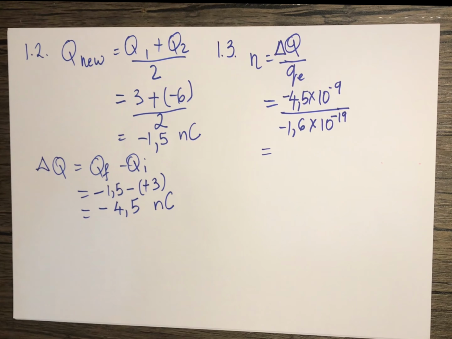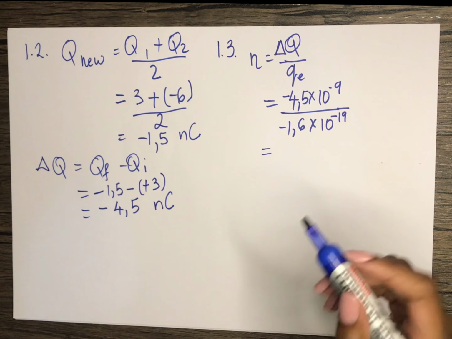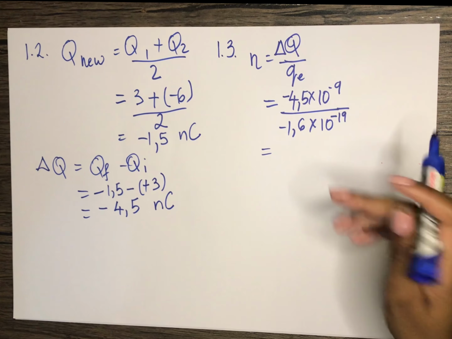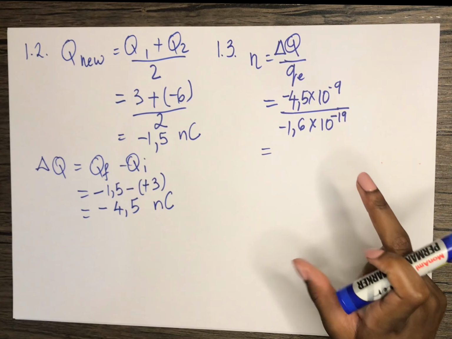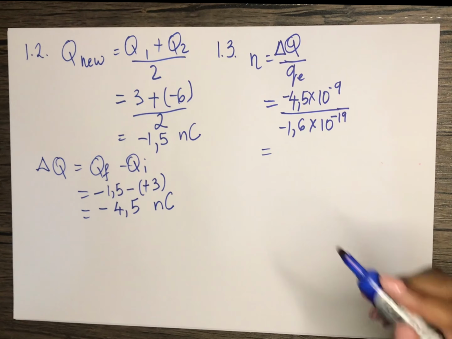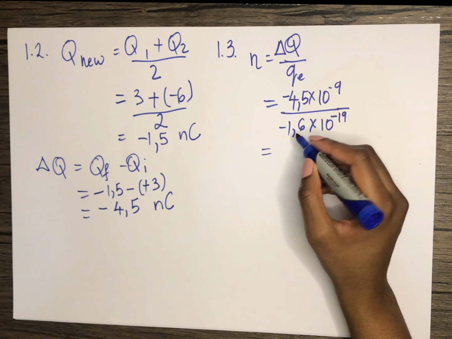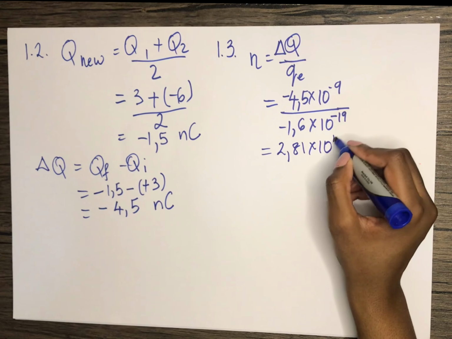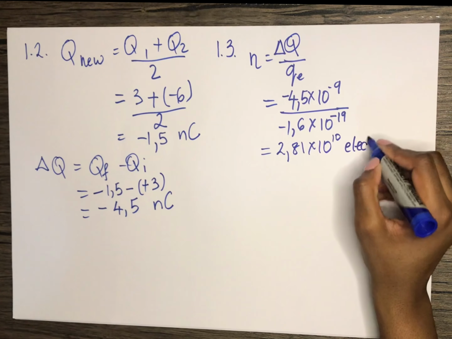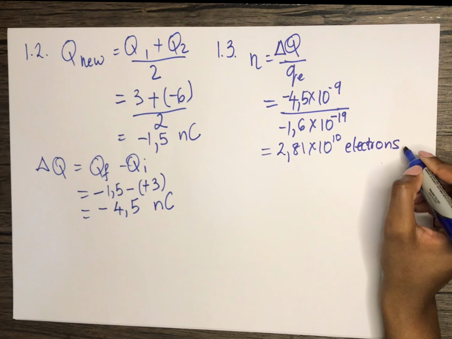So remember, the charge on an electron and the charge on a proton is the same magnitude. If you had used the change in charge for T, then you'd have a positive value here, and a positive value here as well, right? So now, once you do your calculation, you should get 2.81 times 10 to the power of 10 electrons, right?